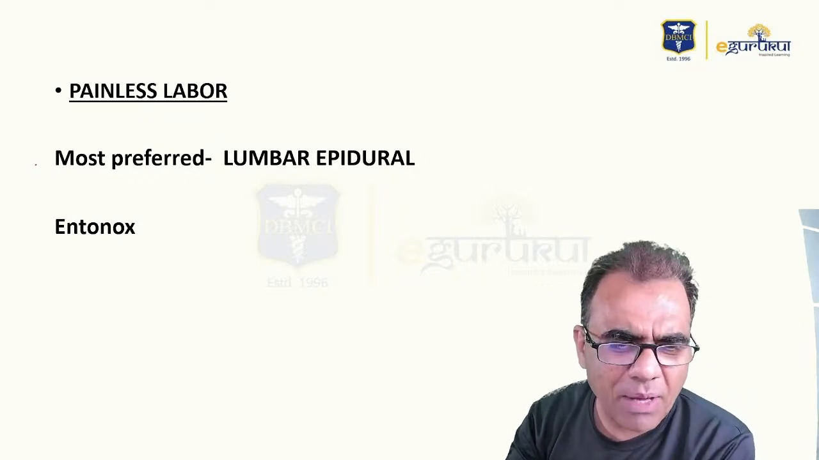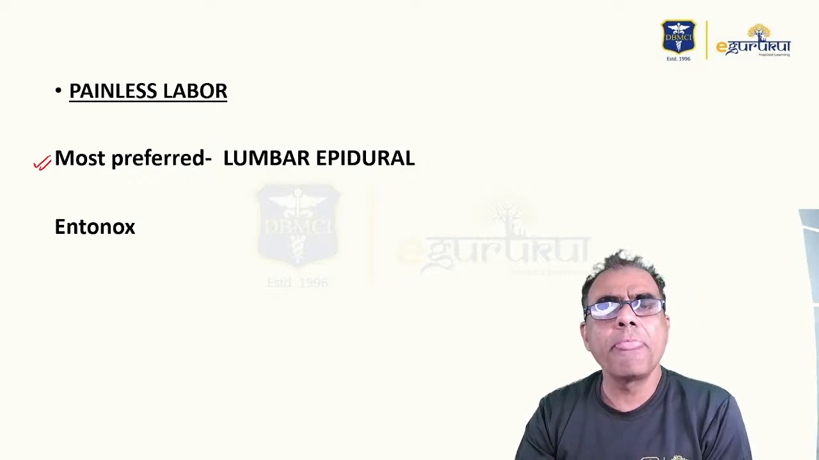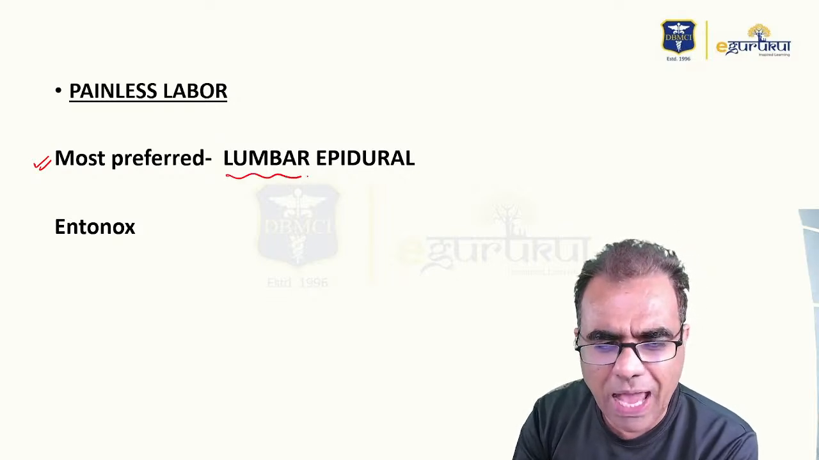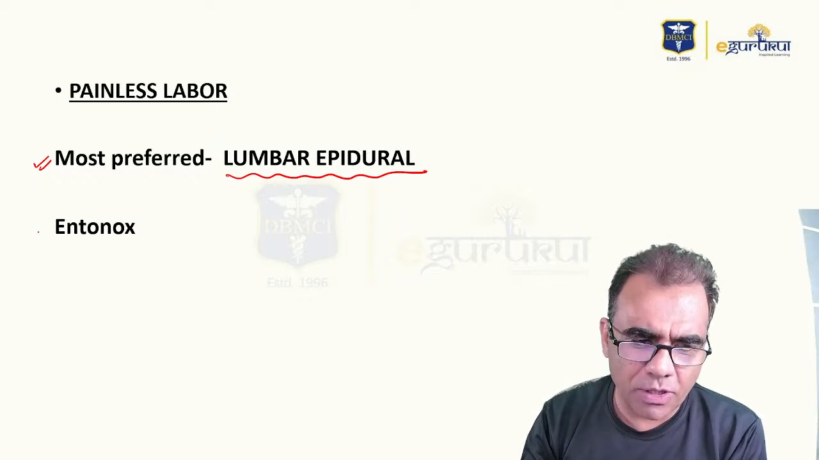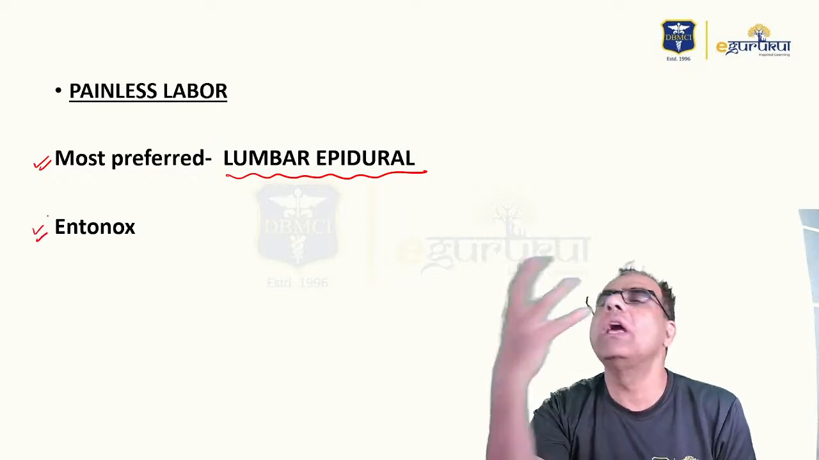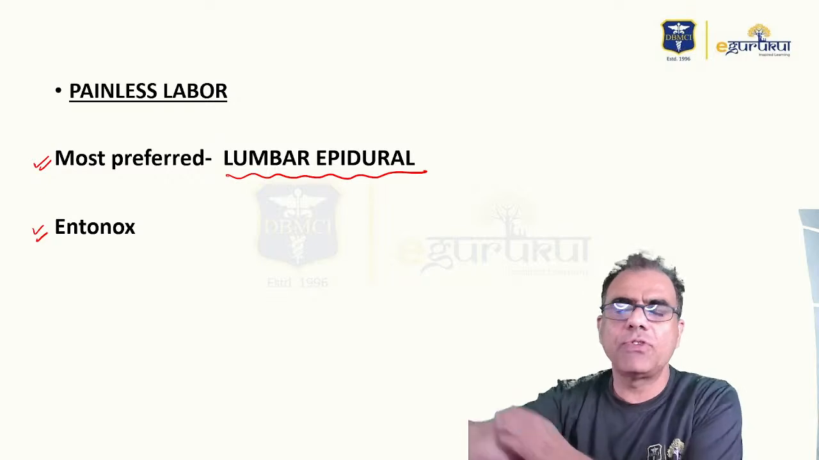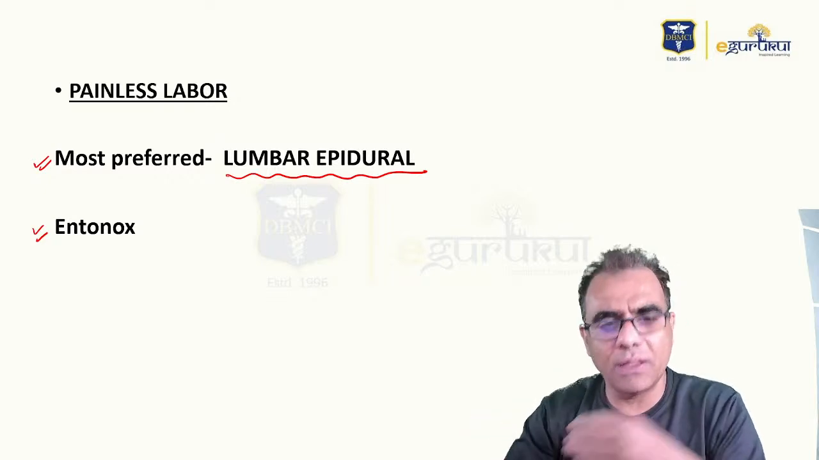Second group is patients coming for painless labor. For painless labor, we use epidural through lumbar epidural. And if that is not possible, then you can ask the patient to inhale Entonox, which I told you is 50% oxygen and 50% nitrous oxide.